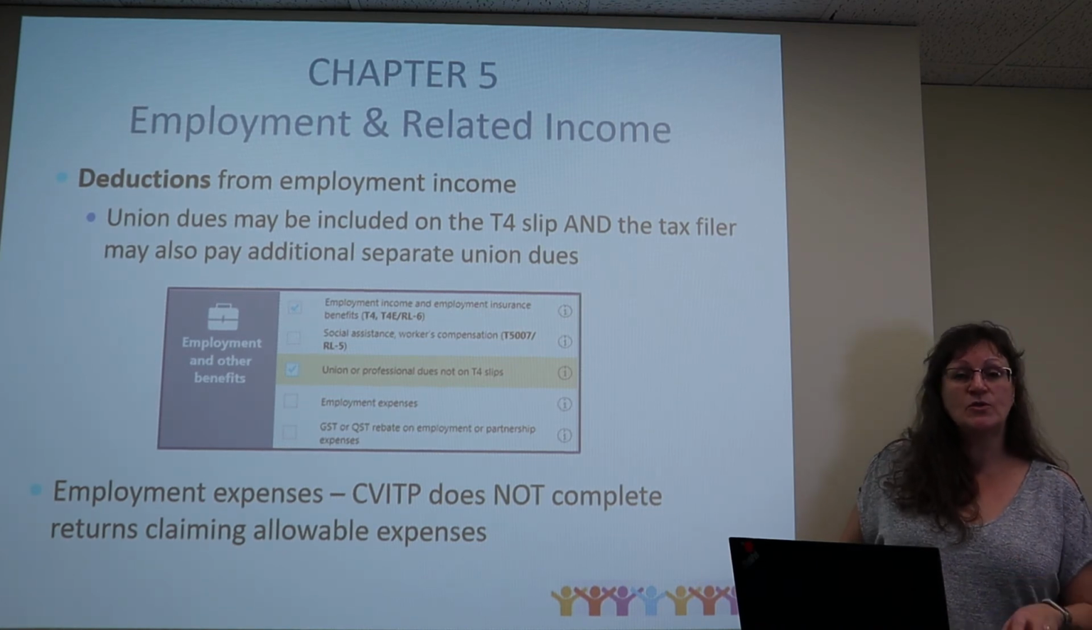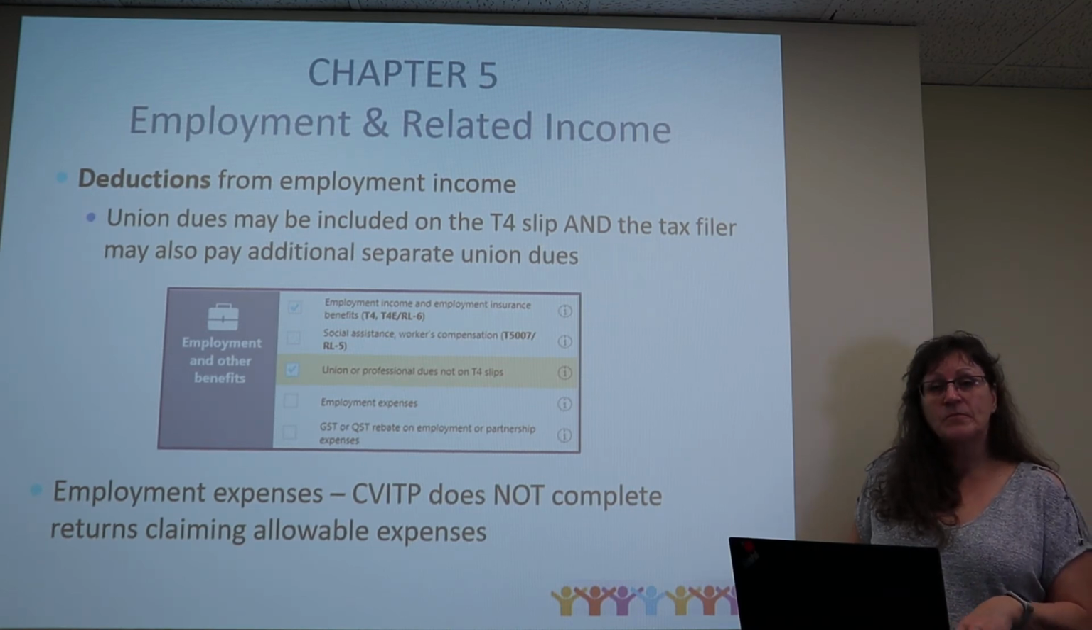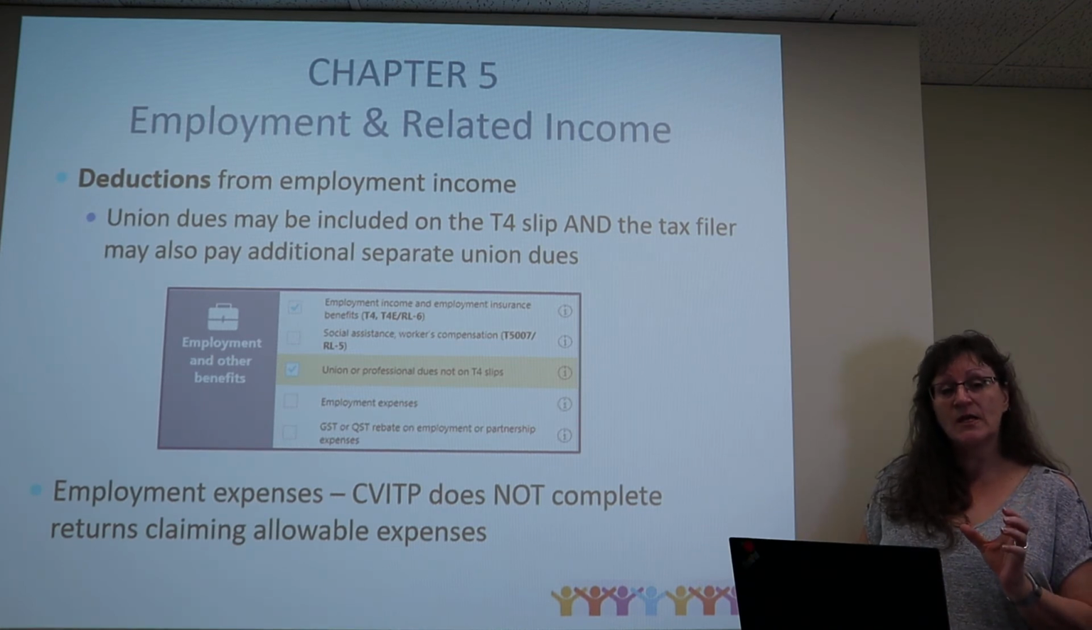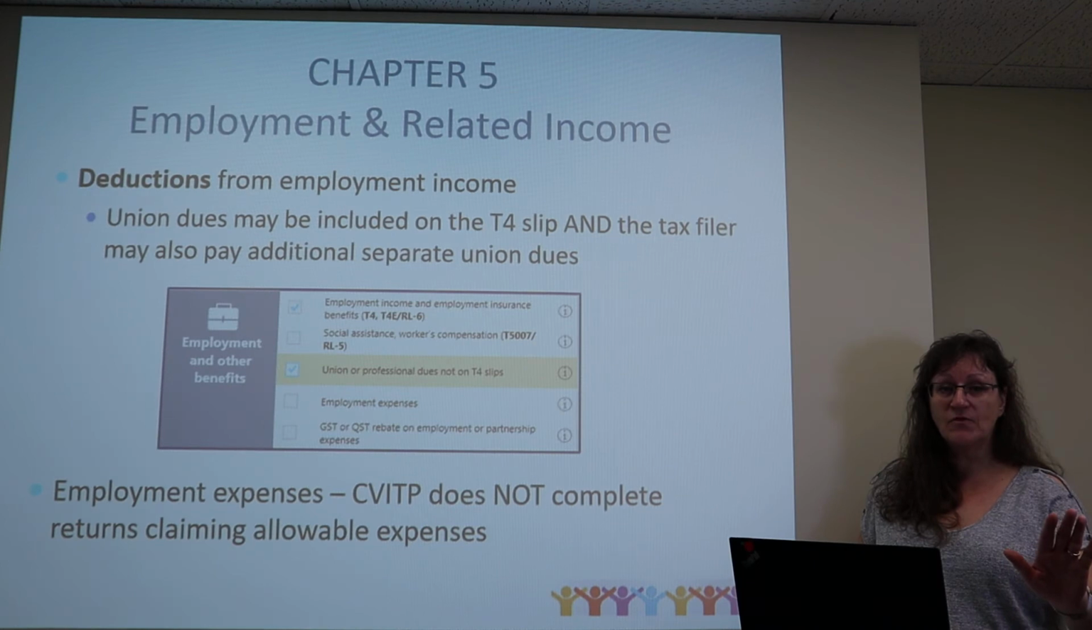So they may have union dues that come off their paycheck for the healthcare facility where they're working, but they may also have to pay annually dues to maintain a nursing license, and they will have a separate receipt for that. So you would need to enter that into the U-File software separately. What comes off their pay stubs shows up on their T4 slip, you enter that with the T4 information.